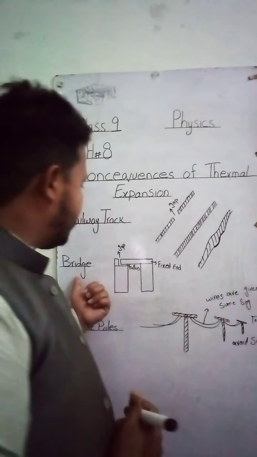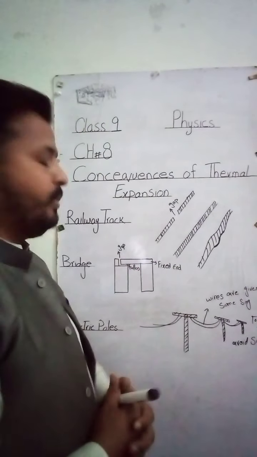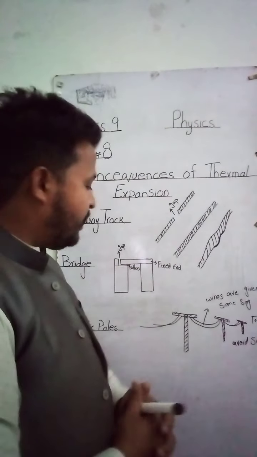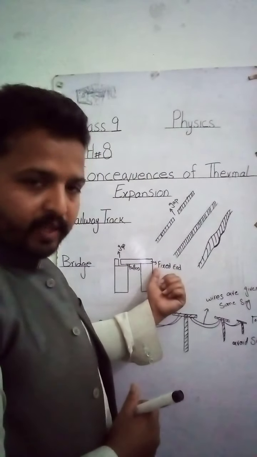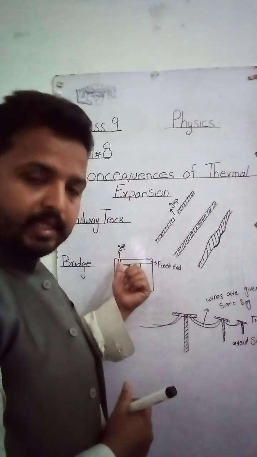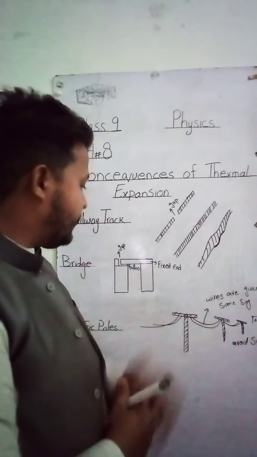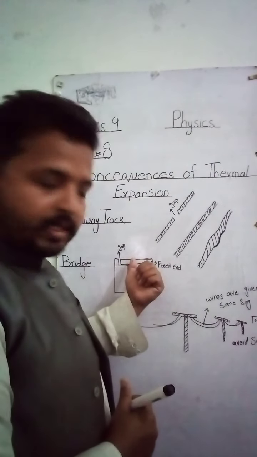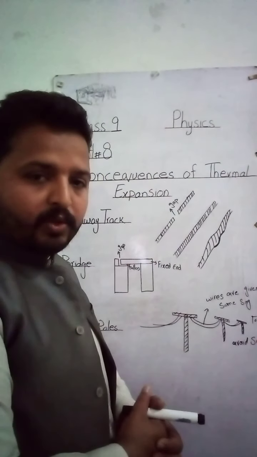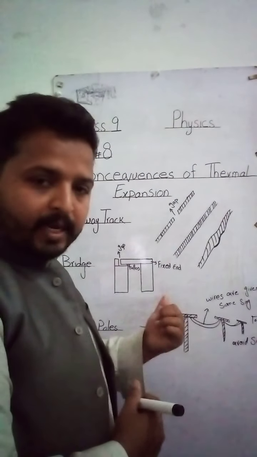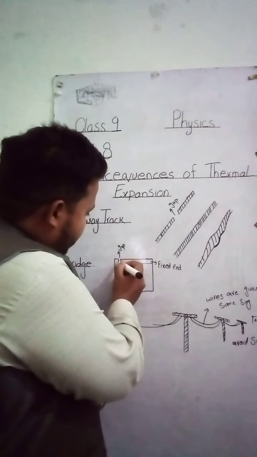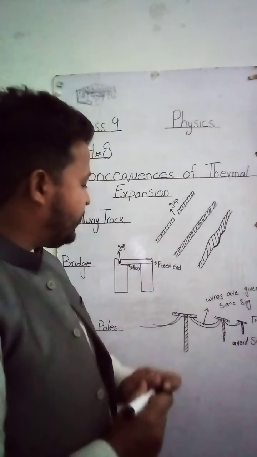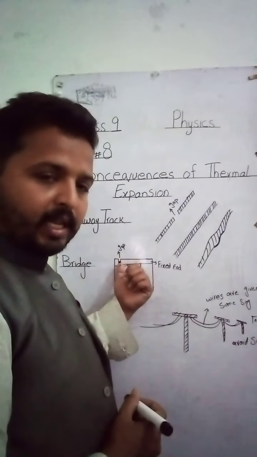The second thing is why gaps are left in bridges, especially those made from steel girders. One end of the bridge is fixed and at the other end there is a gap; it is not fixed. The bridge is made of steel girders, which are also metal, and they will also expand in summer. So the expanded portion of the girder will occupy this gap.